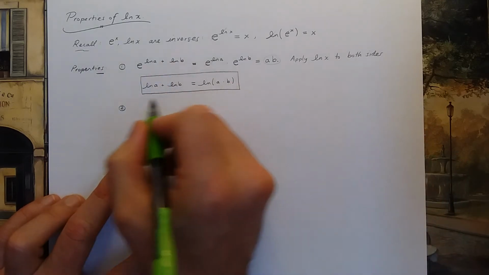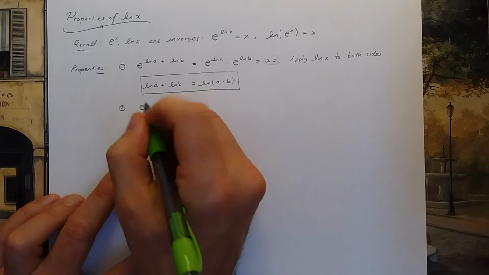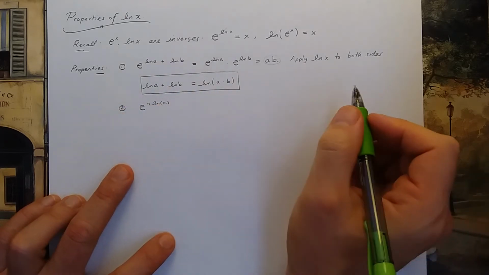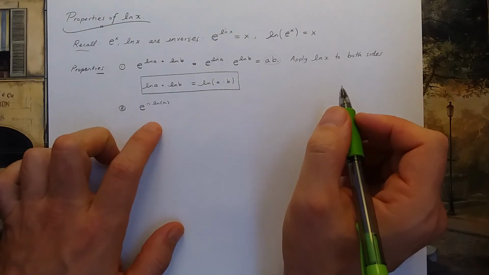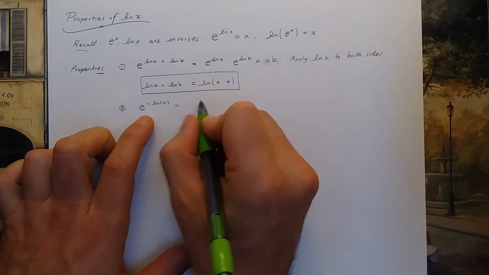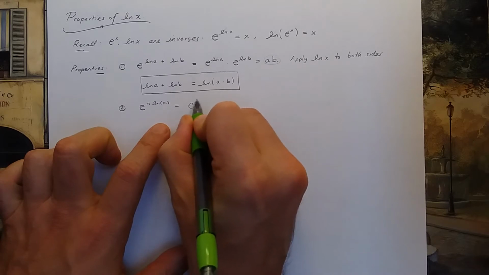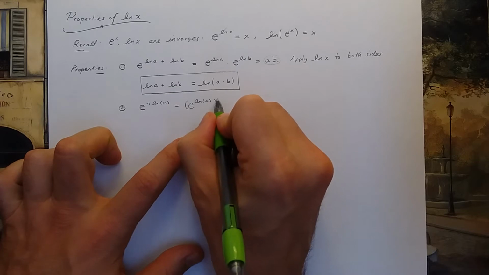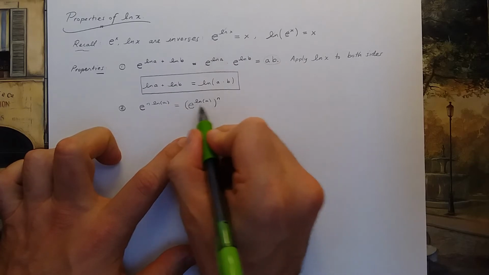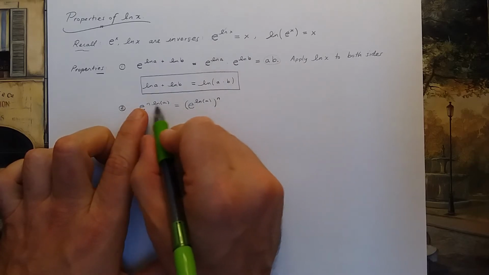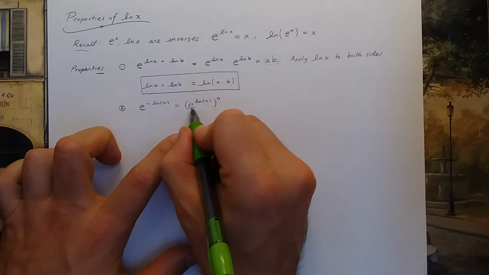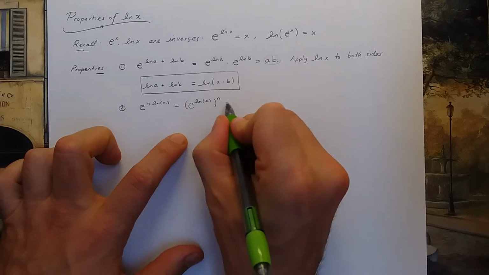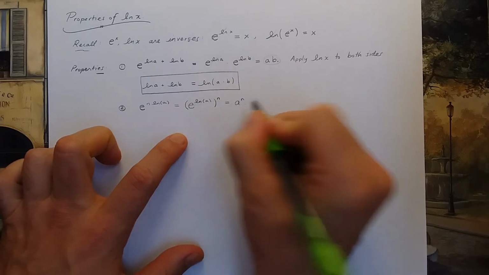A similar property is as follows. If you have e to the n log a, then properties of exponents says that you can write this as e to the log a, to the n power. When you exponentiate here, you multiply the exponents. Now e to the log a, again, e and log are inverses, so they undo each other. This just gives you a to the n.